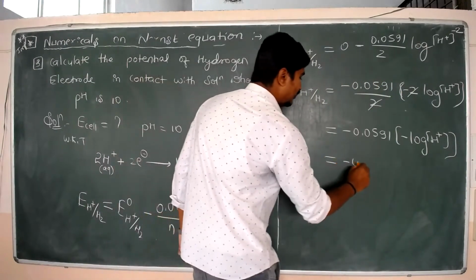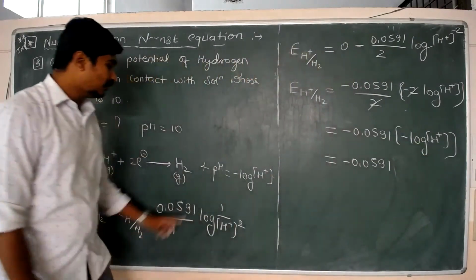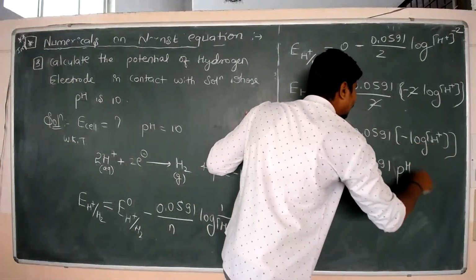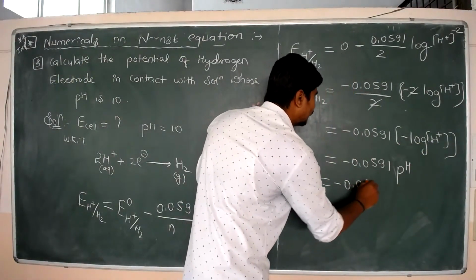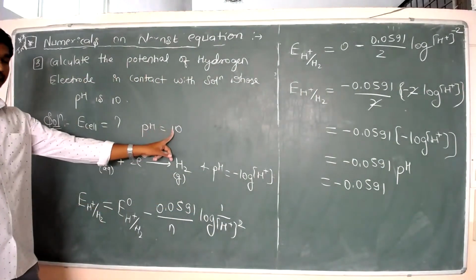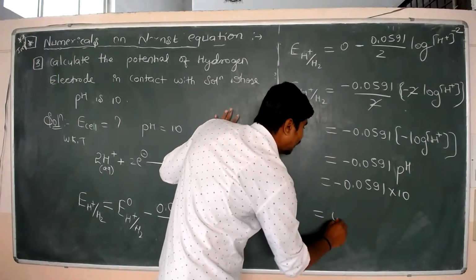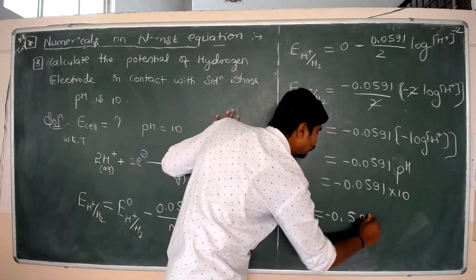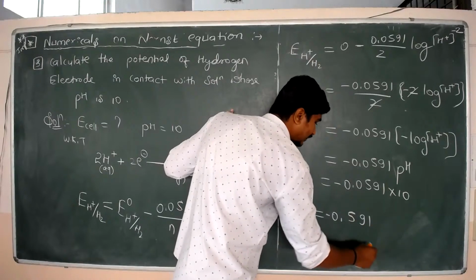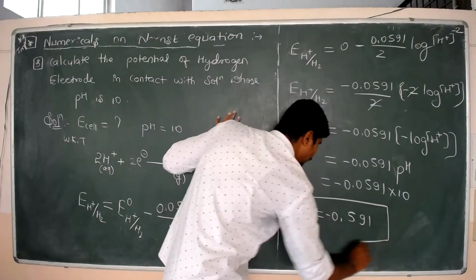Now, here it will be 0.0591. Minus log H+ means it will be pH. Now this value is equal to pH. Now it will be minus 0.0591, pH value is already given. What is the pH of the solution which is given? That is 10. In place of pH, just write 10. Therefore, it will be minus 0.0591 into 10, which will become 0.591 directly, volts. This much of volt.